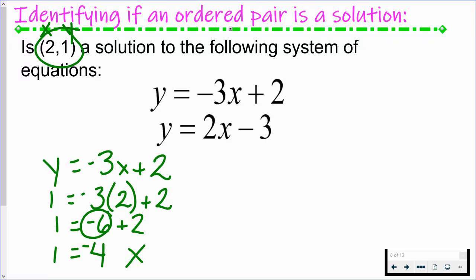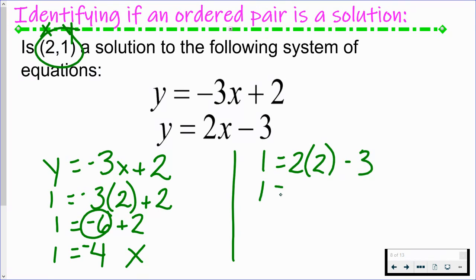Therefore, this will not be a solution, but you do want to get in the habit of doing it for both equations just to show your work. So I'm going to still plug in everything over here. Okay, now I'm going to clean it up. 2 times 2 is 4. 4 minus 3 is 1. 1 equals 1. Okay, so that is true.